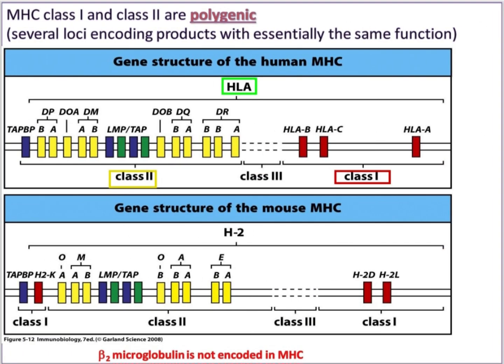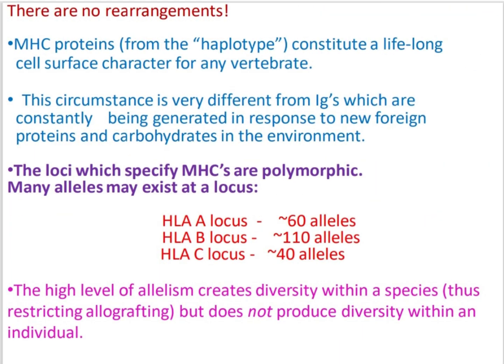HLA-A locus, approximately 60 alleles. HLA-B locus, approximately 110 alleles. HLA-C locus, approximately 40 alleles. The high level of allelism creates diversity within a species, thus restricting allografting, but does not produce diversity within an individual.